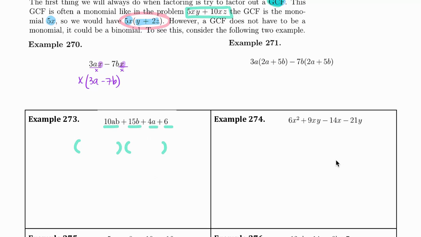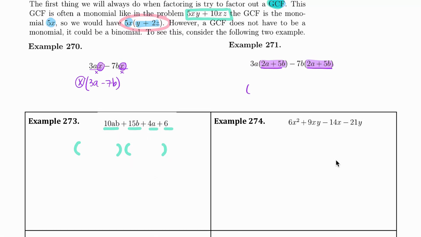Okay, if you look at our next example, it looks a lot more complicated, but it's actually very similar to example 1. We still have the 3a here, we still have the minus 7b here, but notice we have this 2a plus 5b on this first group, 2a plus 5b on this second group. So I tried to color code them here so we could see the similarities. Just like we took an x out here, because both pieces had it, both pieces have a 2a plus 5b in this example, so we can take that binomial out. That's what we are talking about up here.